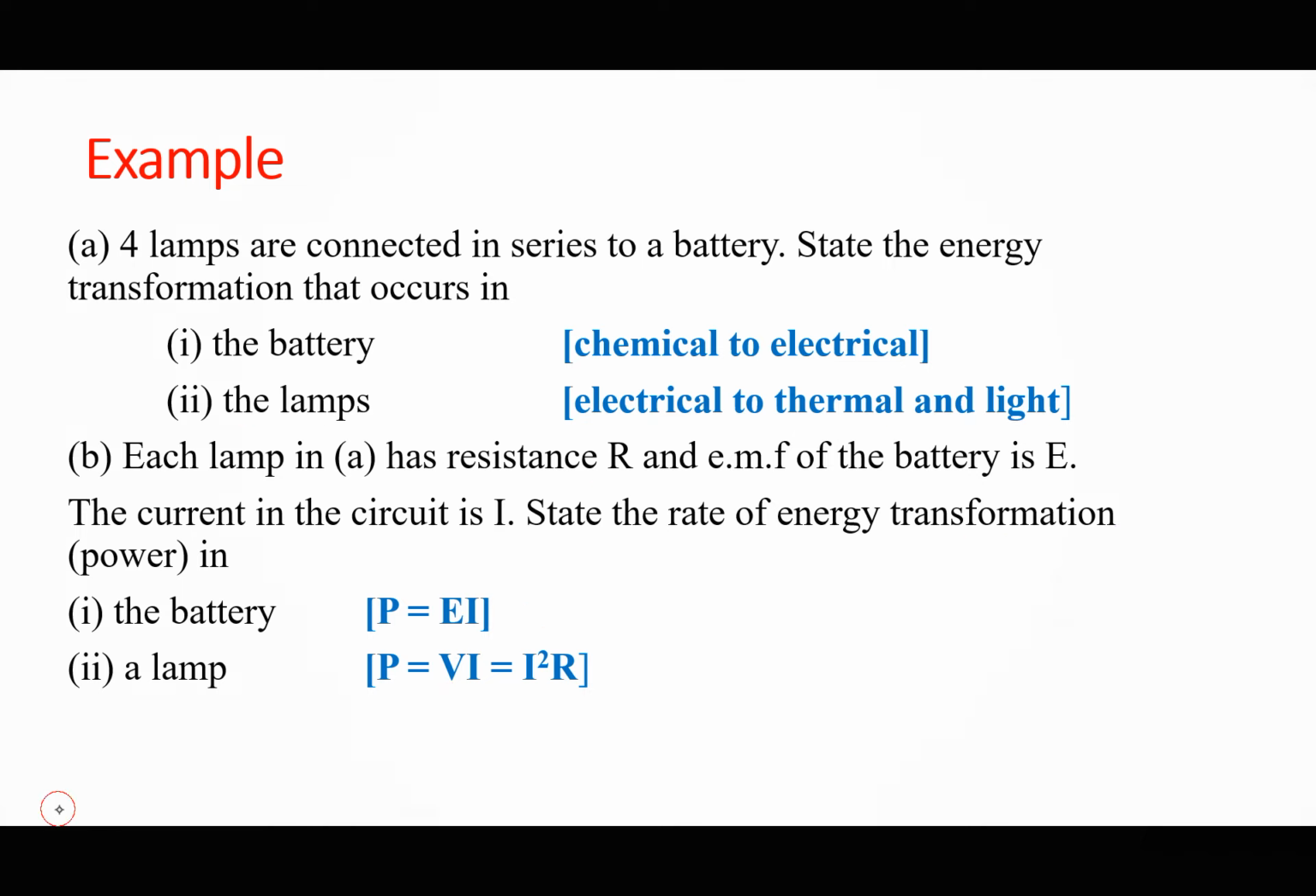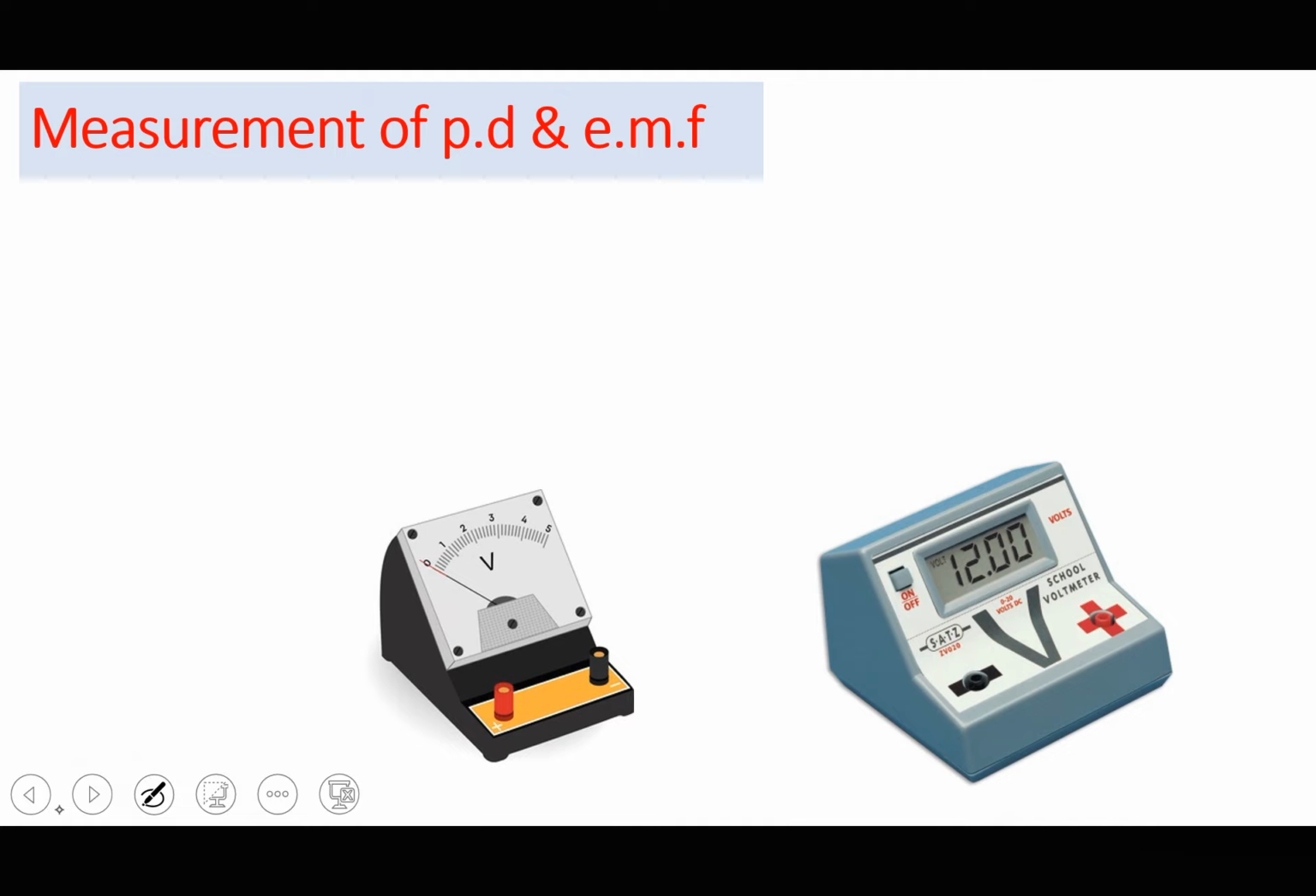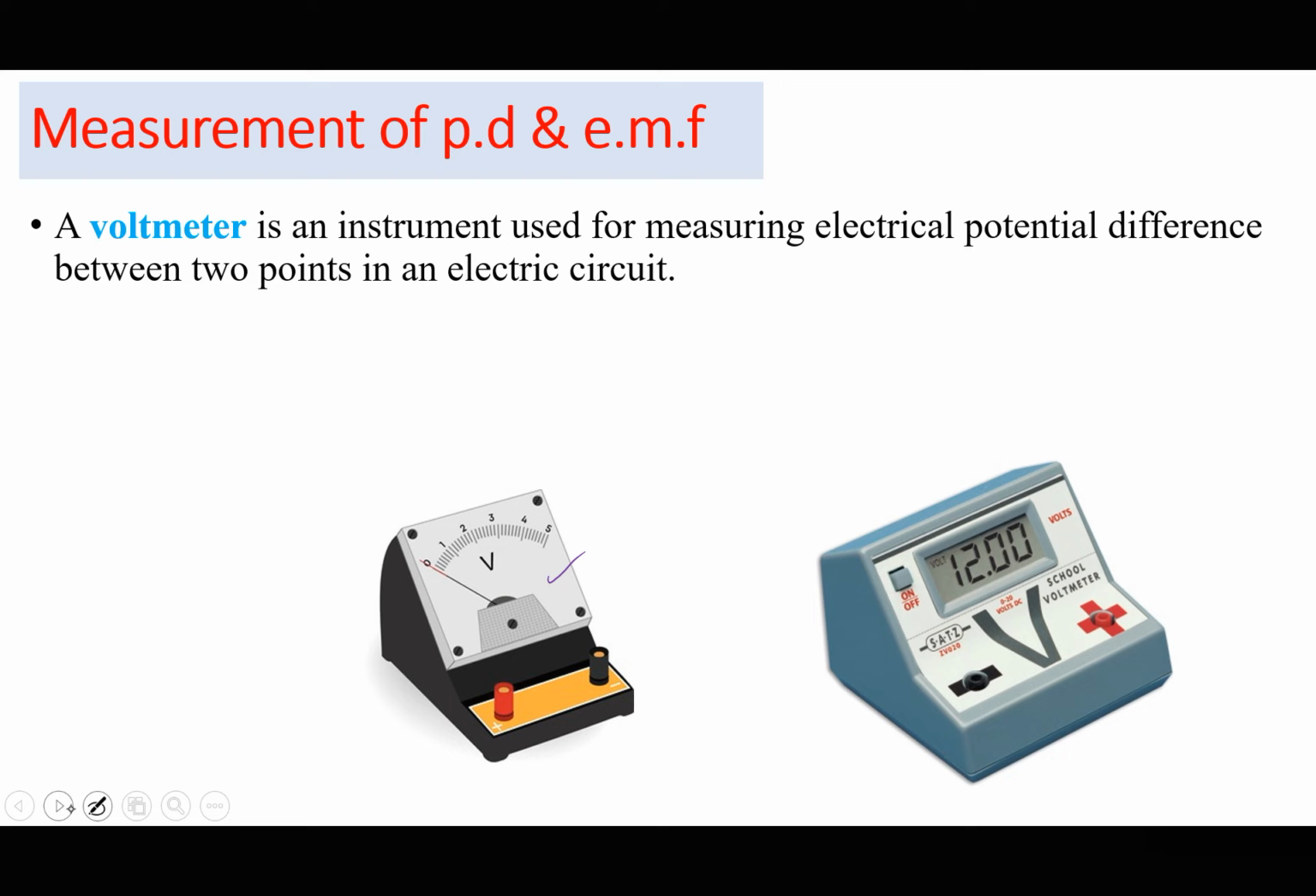So how do we measure EMF and PD? You also saw this in GCSE. It is not something very new. So how do we measure EMF? To measure EMF or PD, we use a voltmeter. And a voltmeter is an instrument used for measuring electrical potential difference between 2 points.